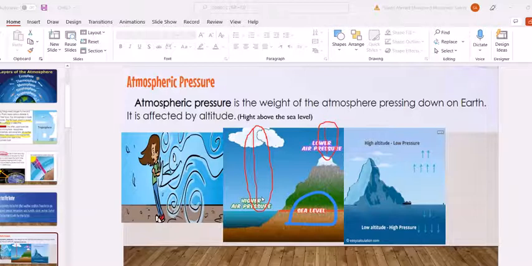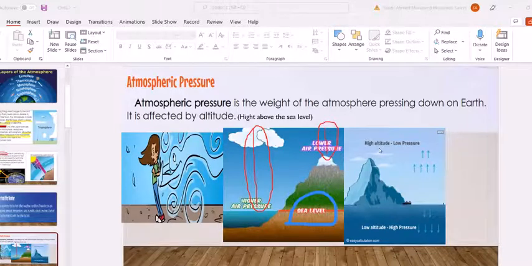Is it affected by the altitude, teacher? Yes. If we are in a high place, we have less air pressure. If we are in a low place, it has high air pressure. High place, low air pressure, low temperature. Low place, high air pressure, high temperature. So high altitude like this mountain means low air pressure.